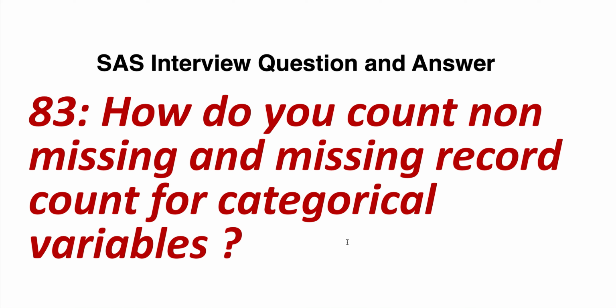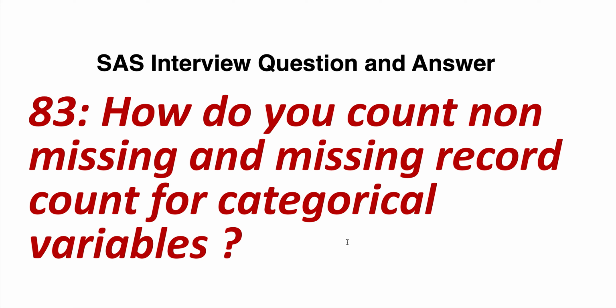SAS interview question and answer. Question number 83. How do you count non-missing and missing record counts for categorical variables? This question is asking, in case of categorical variables, how can you count the number of missing and non-missing records? Non-missing and missing categorical variable counts can be obtained by using the PROC FREQ procedure by providing the MISSING option with the TABLE statement. To explain this question, the heart dataset is taken from the SASHELP library.